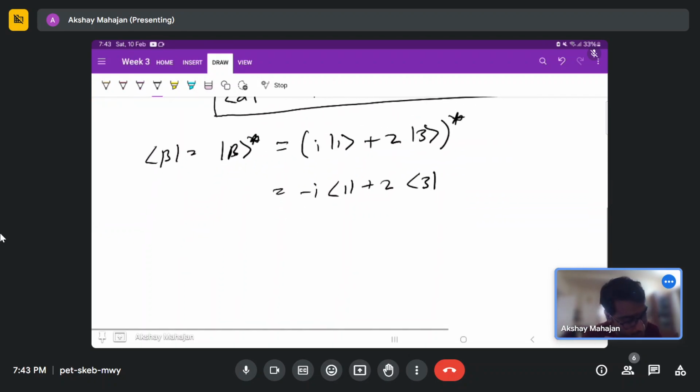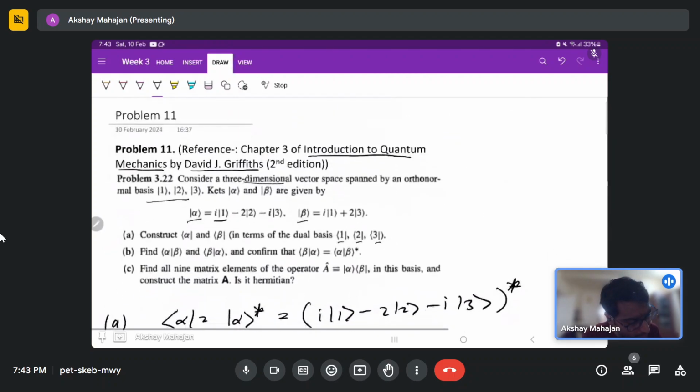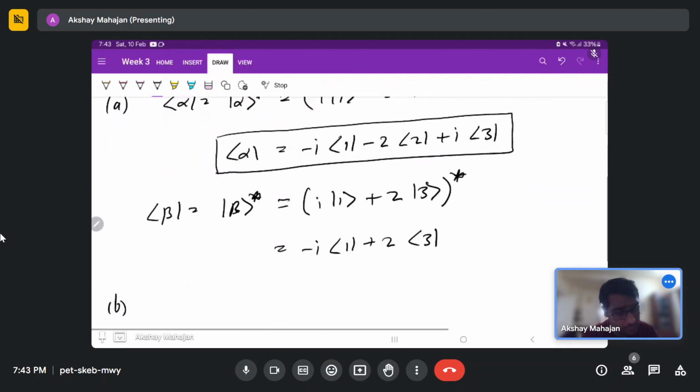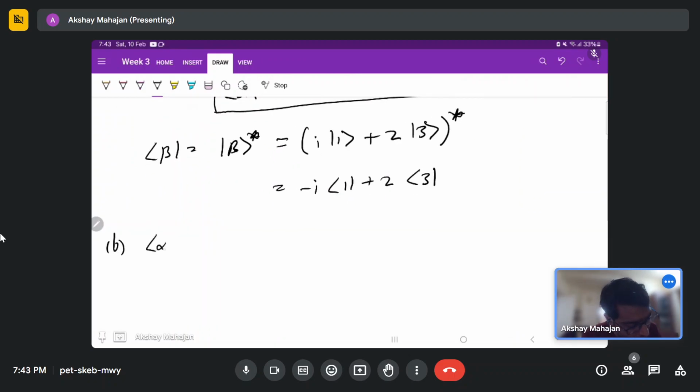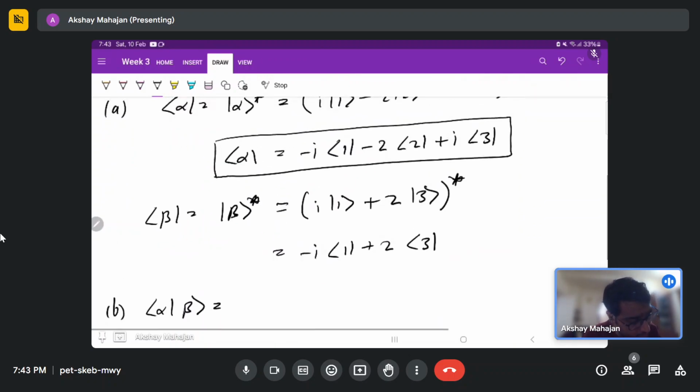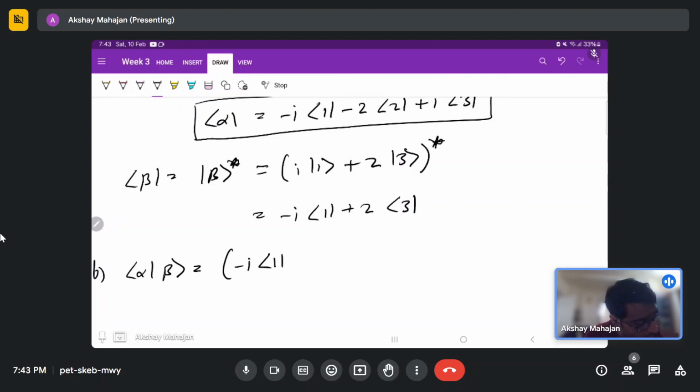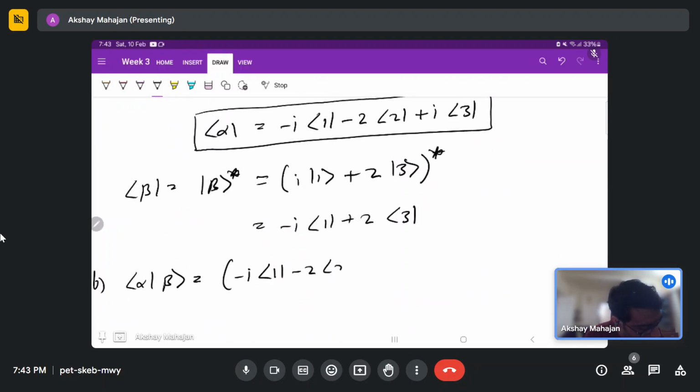And then let's go to part B. Here we have to find this notation, bra alpha ket beta, which is just a dot product between alpha and beta, and bra beta ket alpha, and confirm that bra beta ket alpha is equal to the complex conjugate of bra alpha ket beta. Alright, so we have the definition of bra of alpha and the bra of beta.